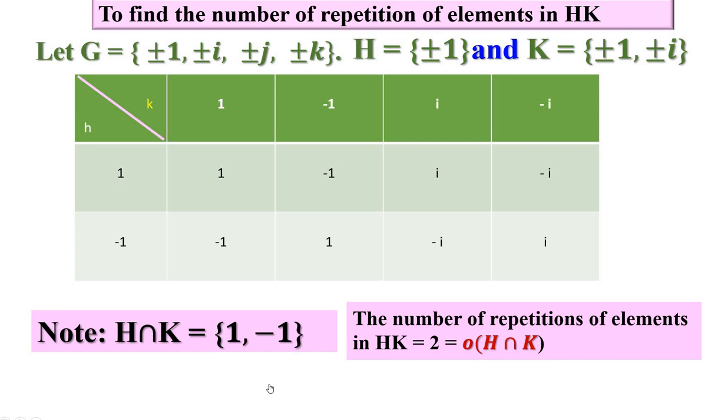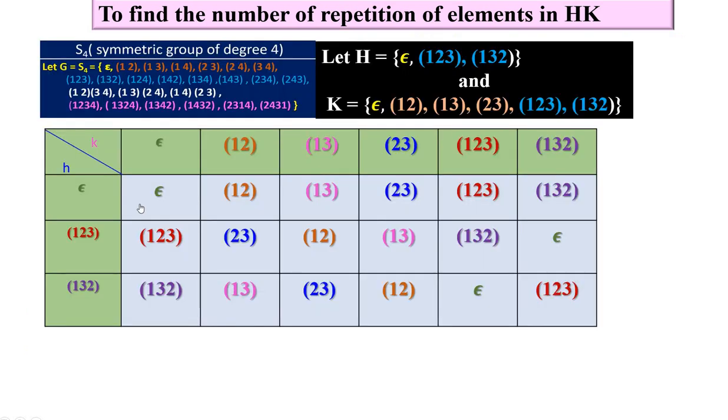Now we shall have still one more illustration. Now we will consider S4, the symmetric group of degree 4. These are the 24 elements that we know already, and in this we consider these 2 subgroups. We shall name them as H and K. As before, the elements of H are listed here, elements of K listed here.